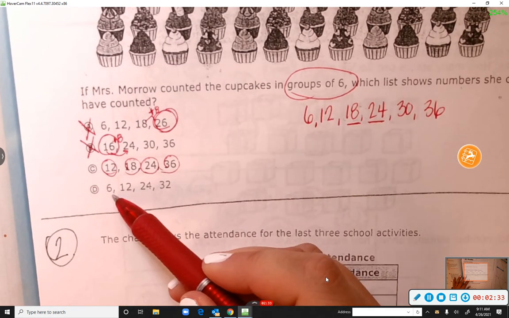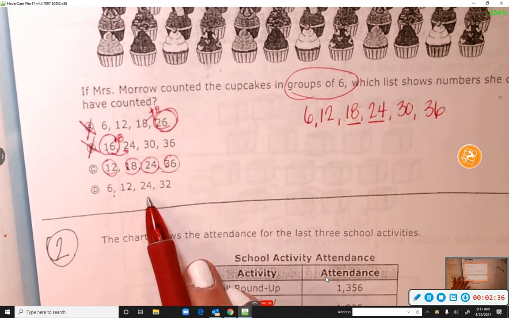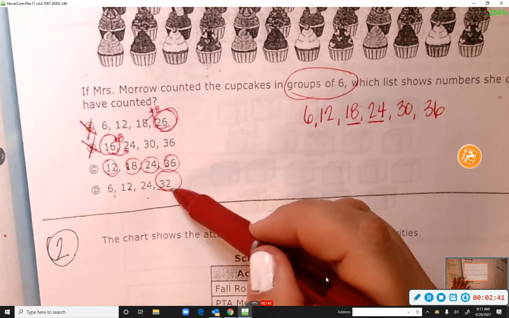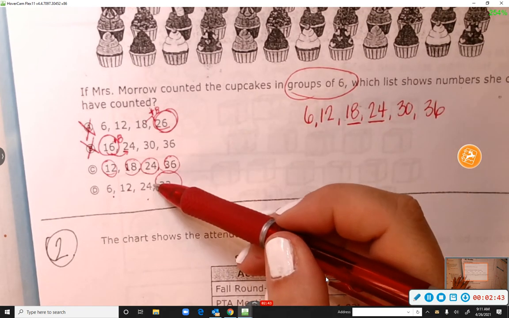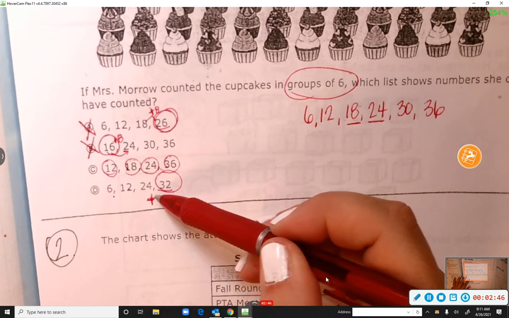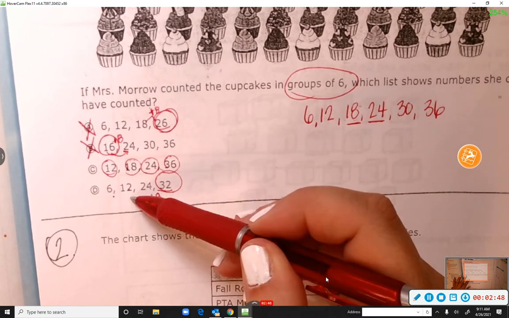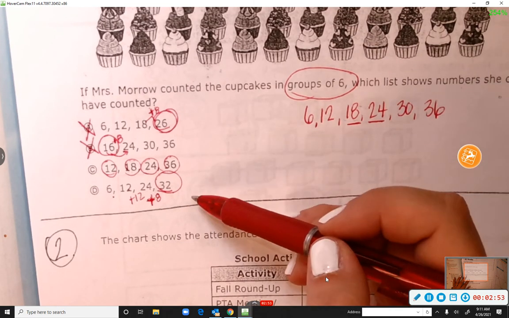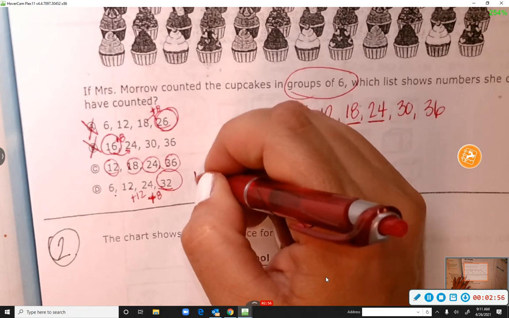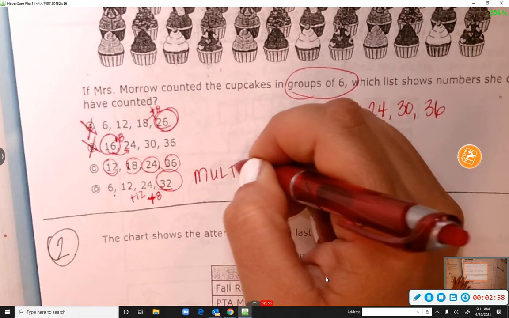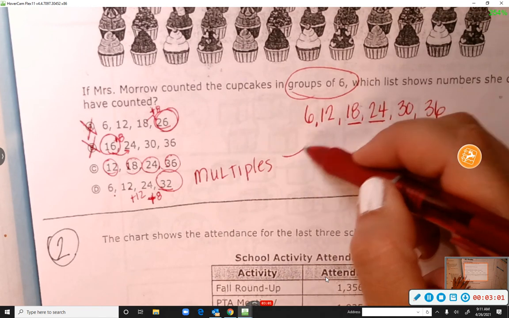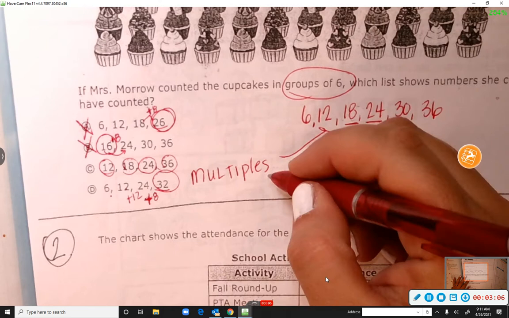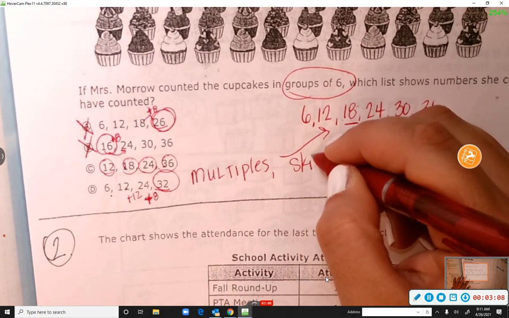It has 6, 12, 24, 32. So what's wrong with that one? 32 is not on the board. If you counted by 6, it's not. It would be counting by 8 here, 12 here. So, always check both ways. Check for multiples, which are just those numbers that you get when you multiply by 6. And you also need to check to see if it's skipping by 6.